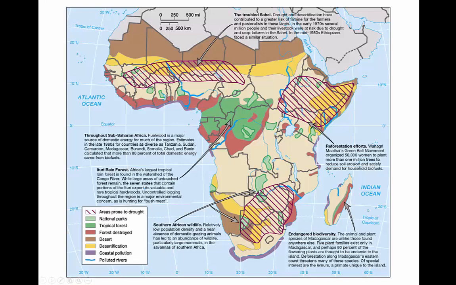And then you can see some of the areas prone to drought here. You can see this area called the Sahel right here. And then the endangered biodiversity here. This is Madagascar. Okay? And unlike the plant and animal life, the flora and fauna are unlike anything else because it's been separated for millions of years.